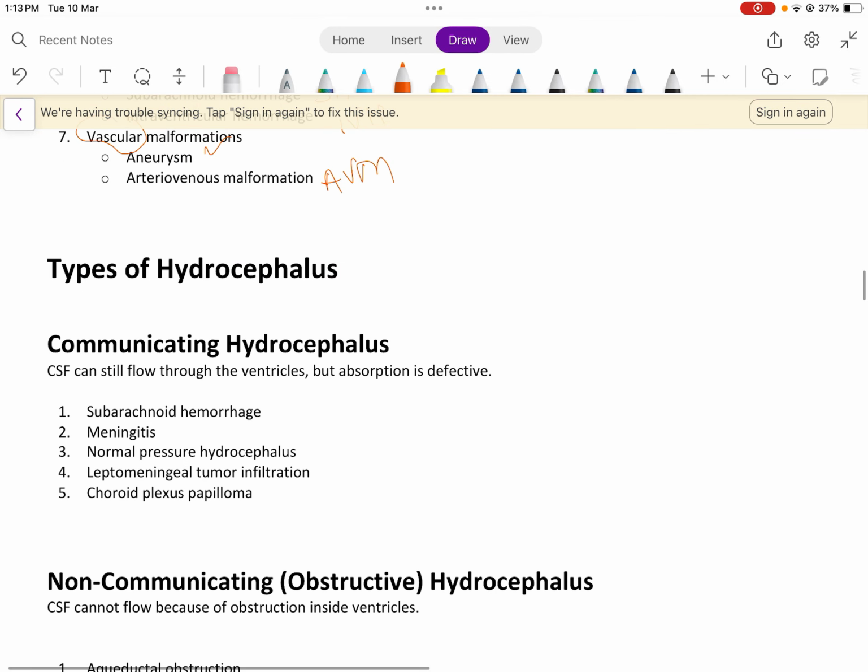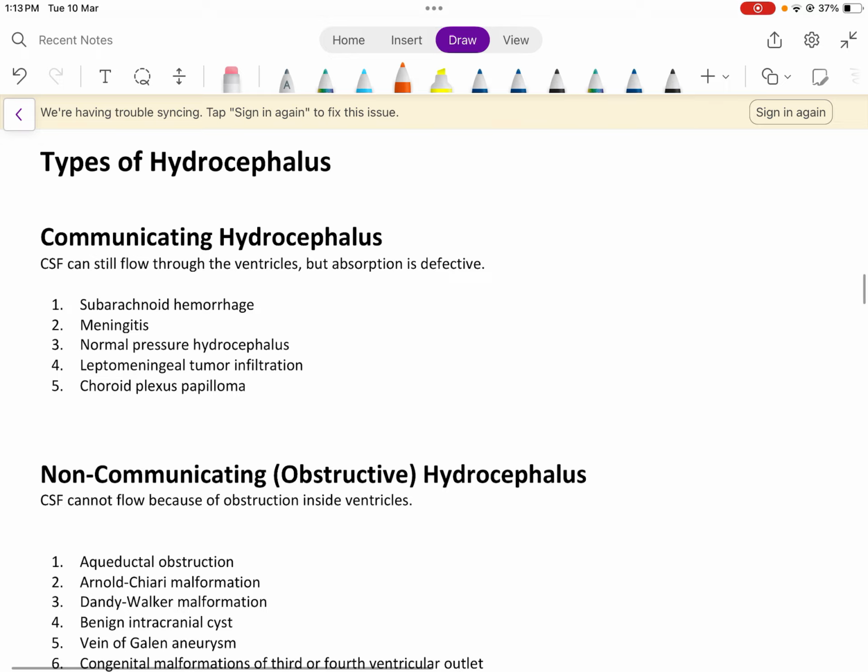Next is types of hydrocephalus. You have communicating hydrocephalus and non-communicating hydrocephalus. These are two types. What is communicating? CSF can flow through the ventricles, but the absorption is defective. That is communicating hydrocephalus. Non-communicating means CSF cannot flow because there is obstruction inside the ventricles. So non-communicating means the CSF cannot communicate with each other.